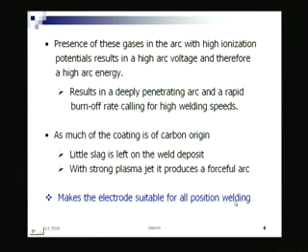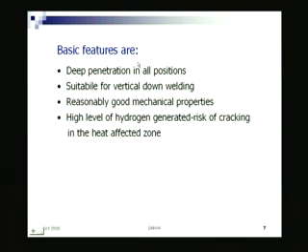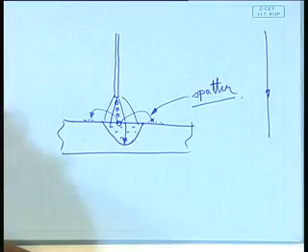So, if I have to do overhead welding, then you have to look for a cellulosic electrode, one of the solutions. The basic features of this cellulosic electrode, just to summarize: deep penetration in all positions, suitable for vertical down welding. Vertical down welding means when you are coming down vertically from the top, because going up is easier. In positional welding, when you weld from the bottom and go up, it is easier.